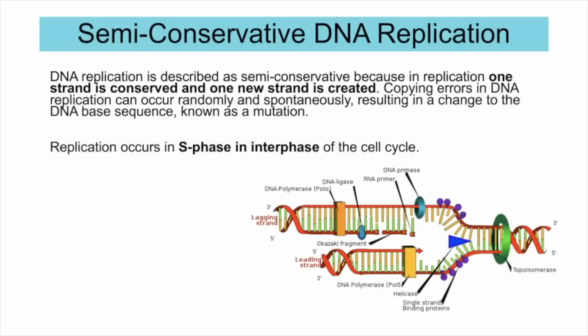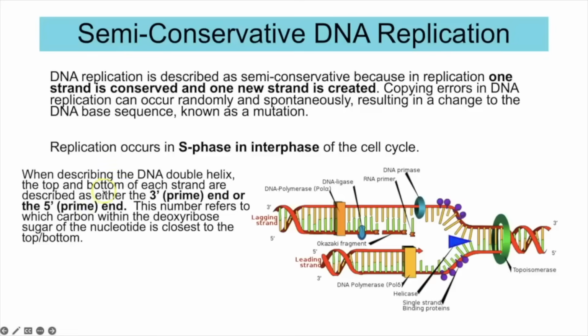DNA replication occurs in S phase within interphase of the cell cycle, and when describing the DNA double helix, the top and the bottom of each strand have a particular term. We call it the 3', and this symbol here means prime, so 3' end or the 5' end. And this is determined by which carbon within the deoxyribose sugar of the nucleotide is closest to the top or the bottom. So this side we're told it is the 3' end.